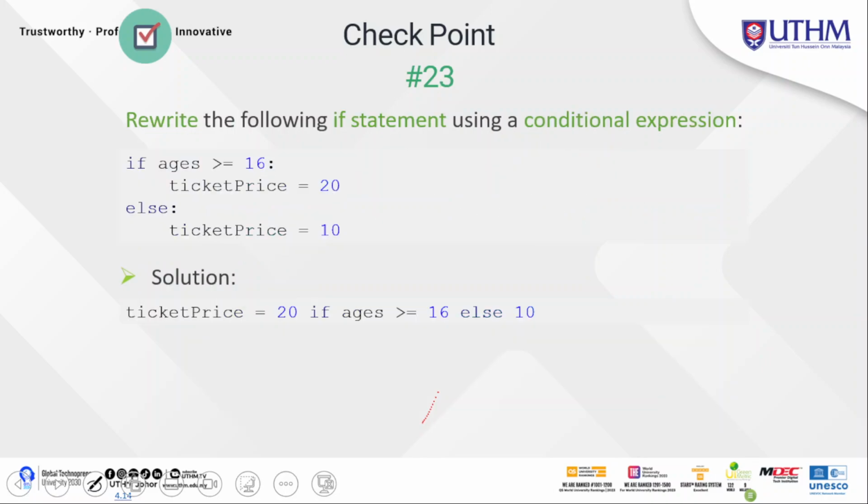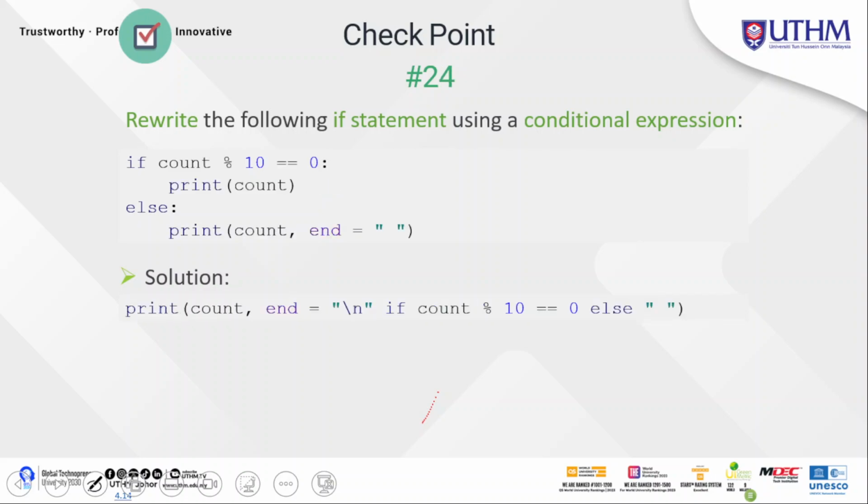Rewrite the following statement as a conditional expression: the ticket price is equal to 20 if age is greater than or equal to 16, or else we just print the ticket price as 10. Again, write the conditional expressions. Print count, comma, end equal to newline if the count divisible by 10 is equal to 0, or else just print a space.